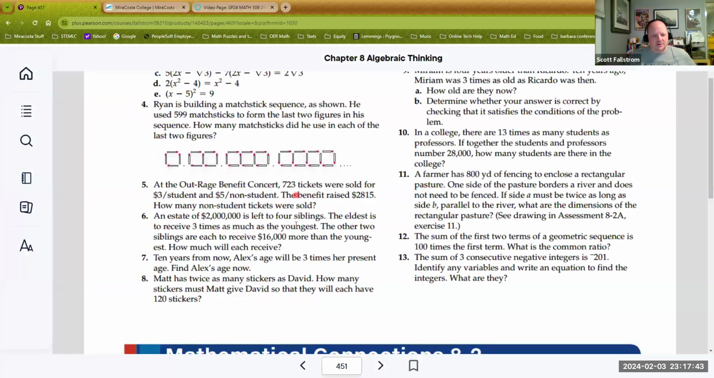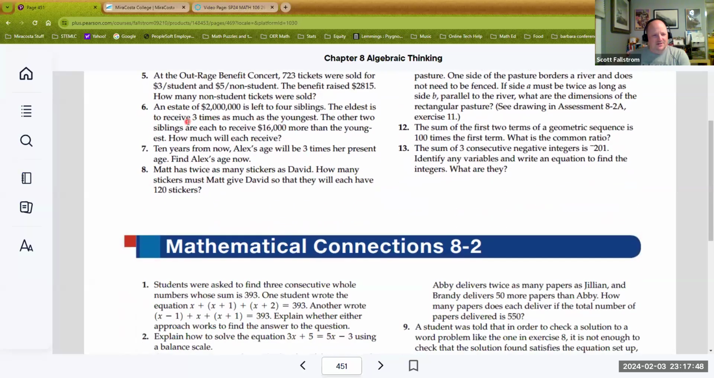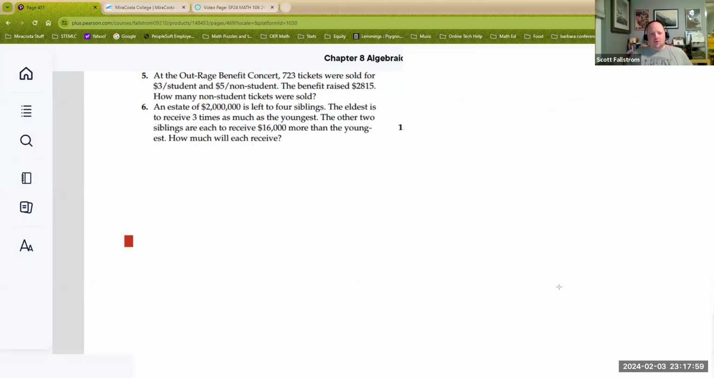So let's jump back to it. So next up was number 6. 2 million left to 4 siblings. The eldest is going to see 3 times more than the youngest. Okay. Remember, when you're answering these questions, the thing that I want you to have in your head is, what am I missing? What do I wish I had? What would make this question easier if I knew it?